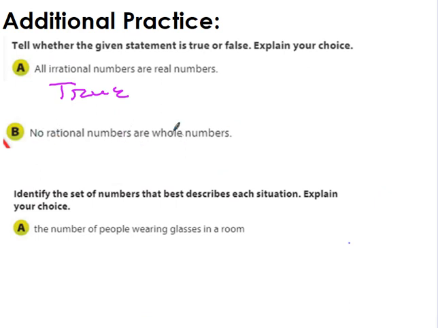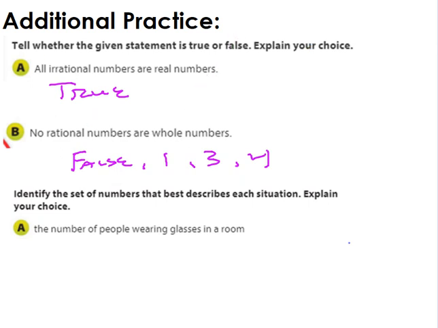No rational numbers are whole numbers. That is false. The reason why is that all whole numbers are rational numbers. Like if I take the numbers 1, 3, 4, these are all rational and they are also whole numbers. So these are both rational and whole numbers. Remember, all whole numbers are rational numbers.